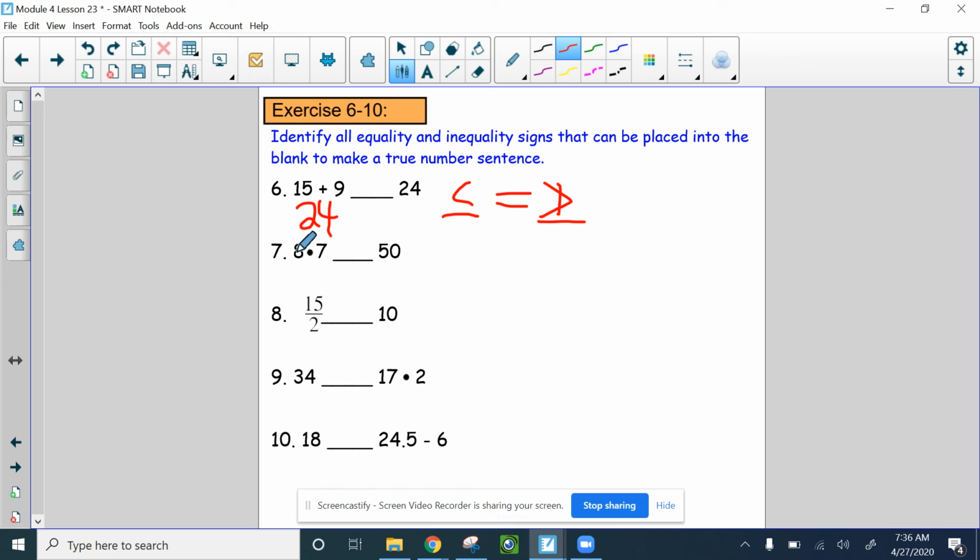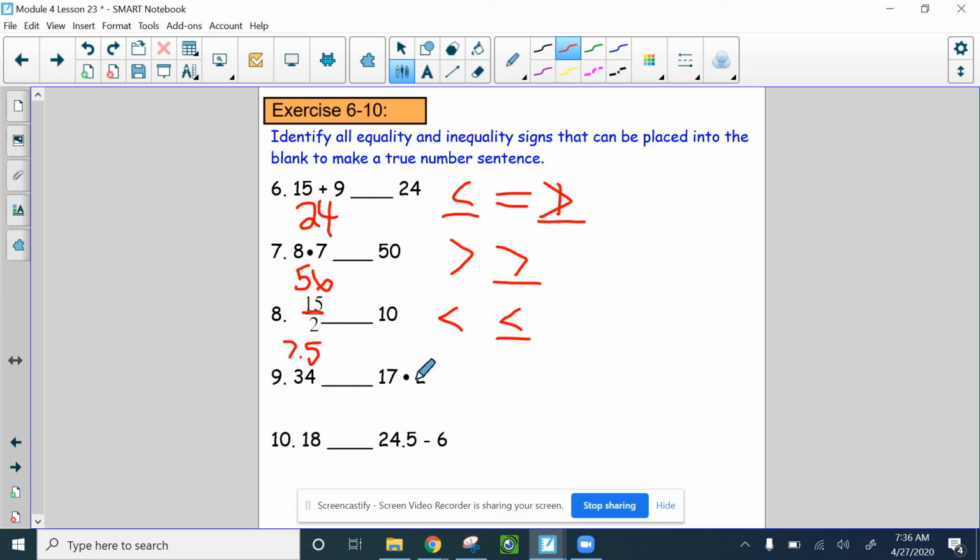Now I have 56 on the left side because 8 times 7 is 56. So what kind of symbol could I put in the middle? Well, since 56 is greater than 50, I could have my greater than symbol, but I could also have my greater than or equal to symbol. Now I have 15 divided by 2. Again, the fraction bar means to divide in algebra. So 15 divided by 2 is 7.5. So what could go in the middle to compare those two? Well, since 7.5 is a smaller number, I could use the less than symbol, but I could also use the less than or equal to symbol.